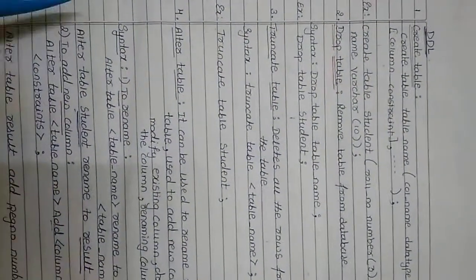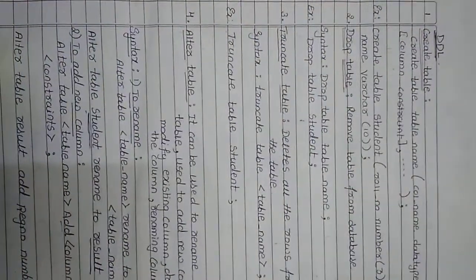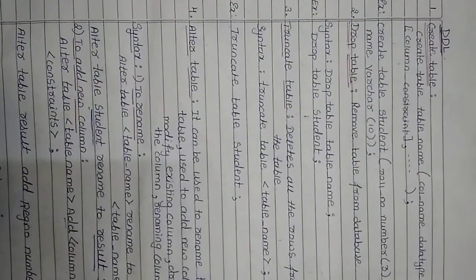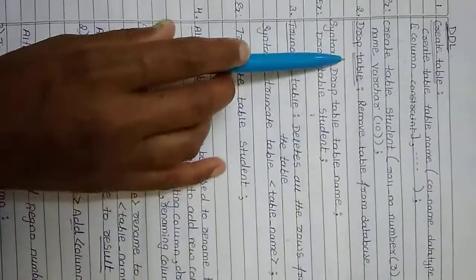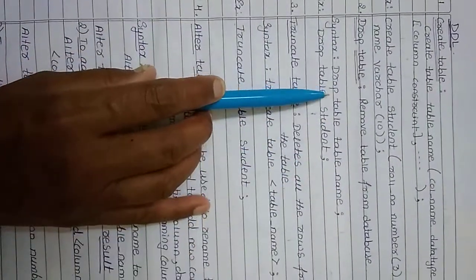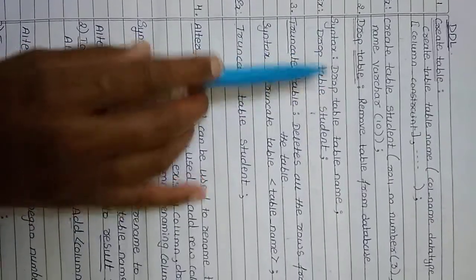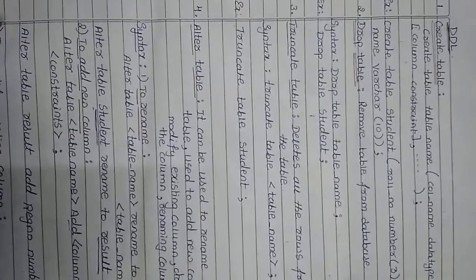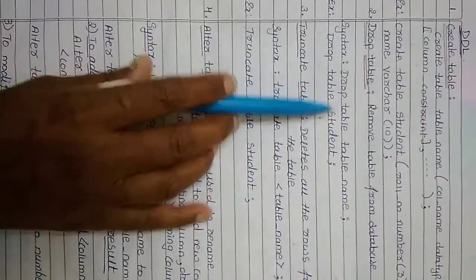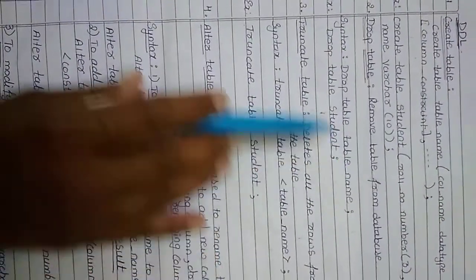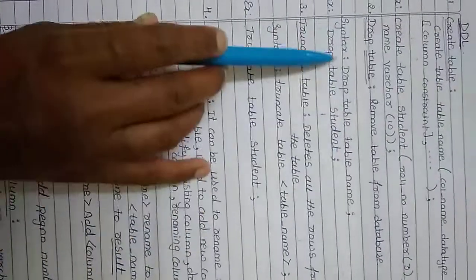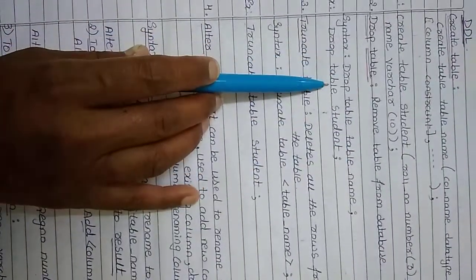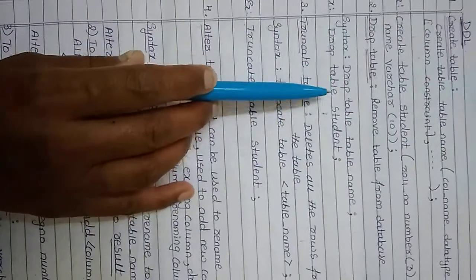Okay. Then comes the drop table statement. This drop table statement is used to drop or remove the table from the database. This particular statement will permanently remove the table from the database. So you should be very careful when using this statement. The syntax is drop table followed by the table name. For example, I'll take drop table student. That means it will permanently delete this table, provided the entire table is blank. That means it should not contain any rows.